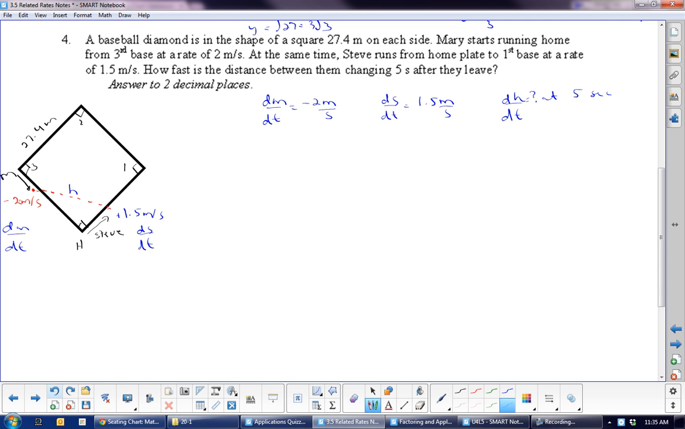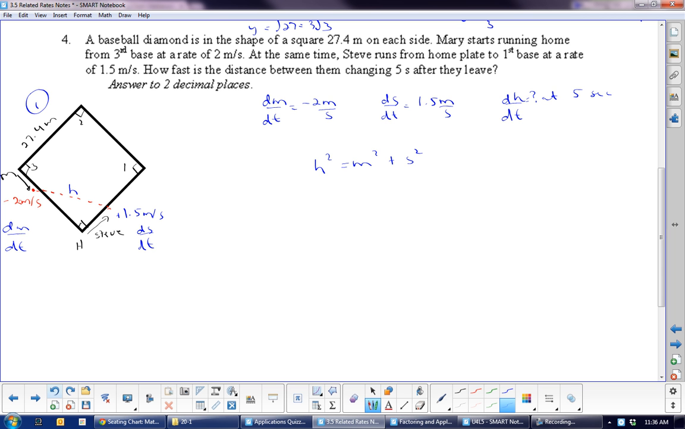So far making sense? Okay, how are we going to relate Mary, Steve, and that distance between them? Pythagoras, right? Because we know that that is a 90 on there. So we know that h squared equals m squared plus s squared.